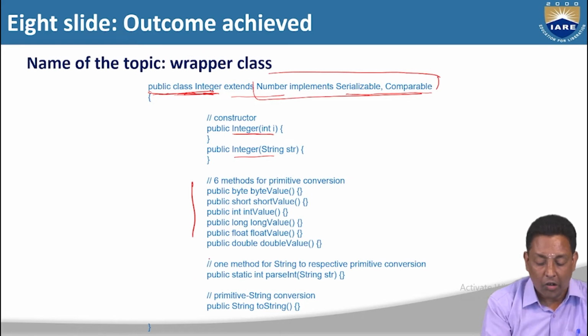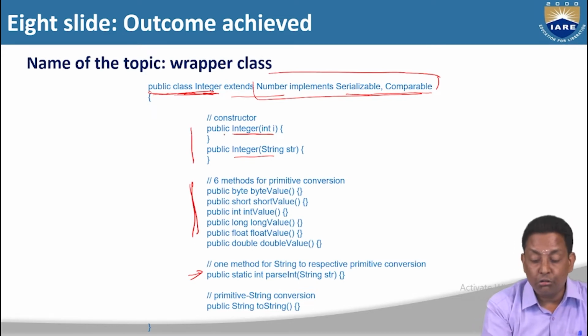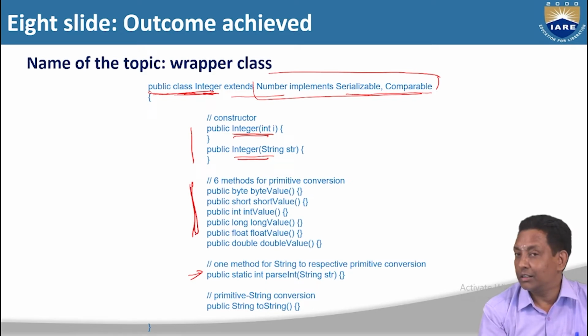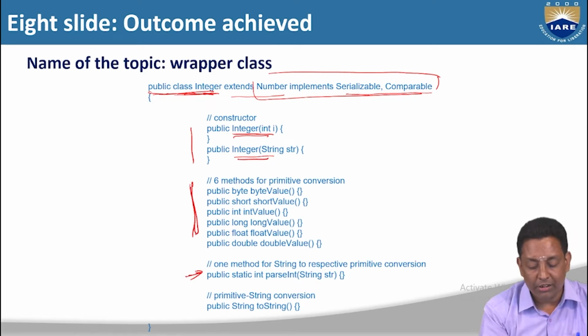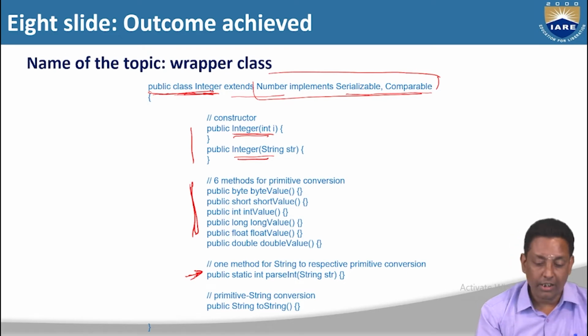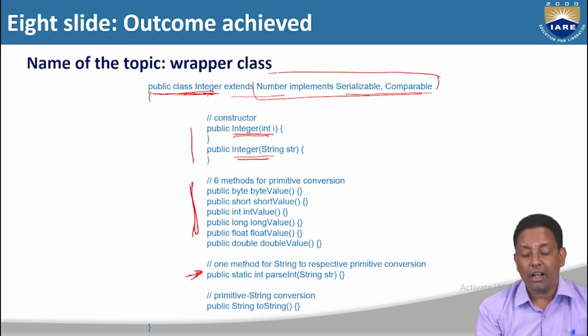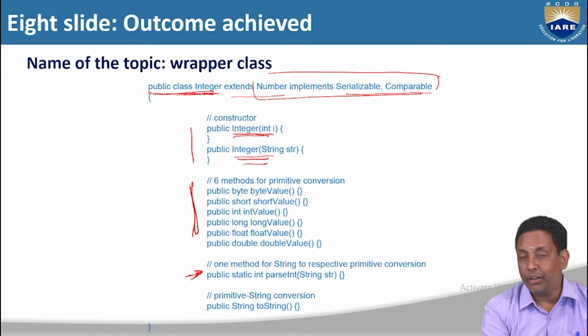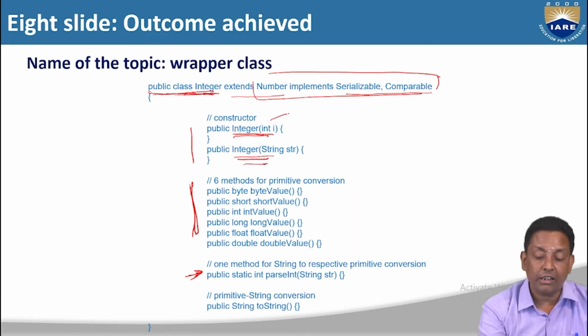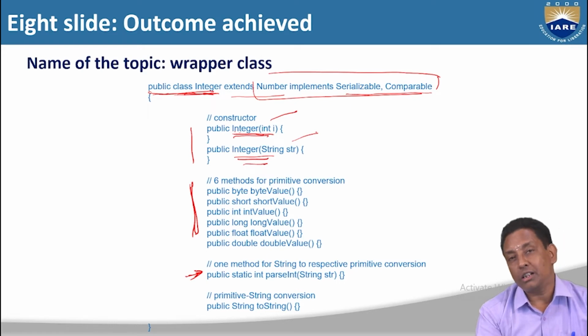And one static method, a couple of non-static methods, and two constructors are given. Two constructors and almost 6 non-static methods and one static method are given. Let's see. In the Integer class, two constructors are given. One constructor takes int as a parameter, one constructor takes String as a parameter. So what does it mean?